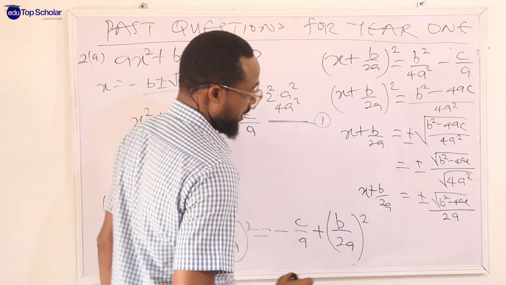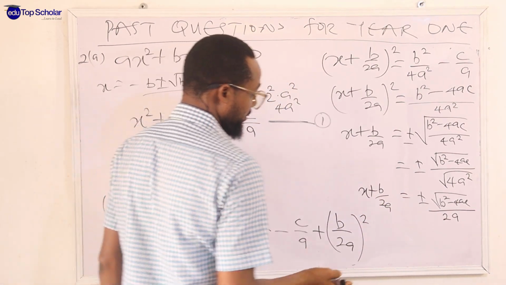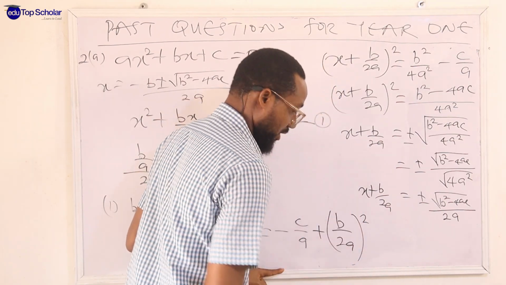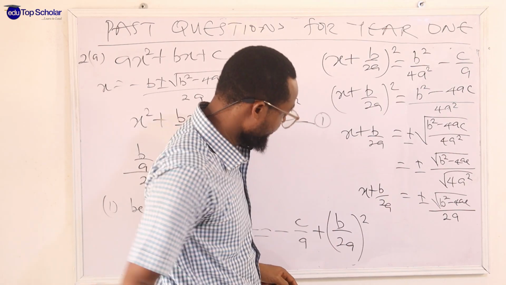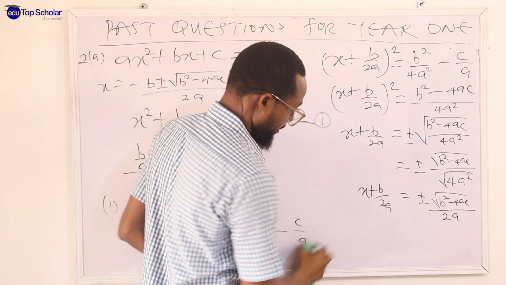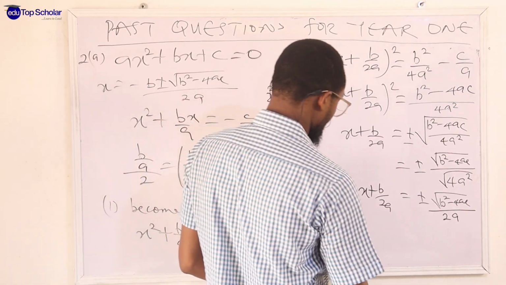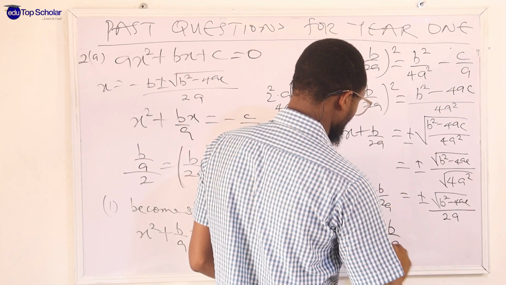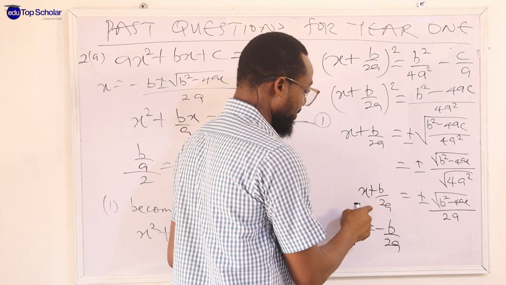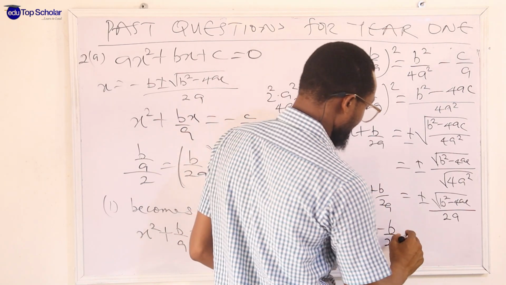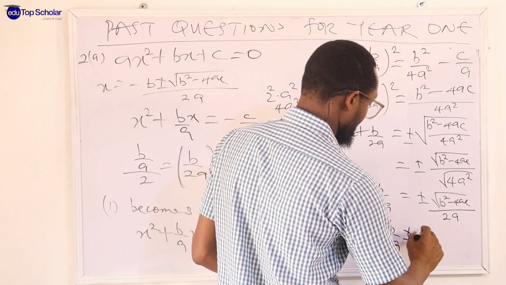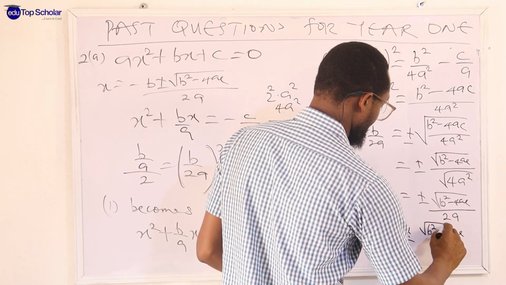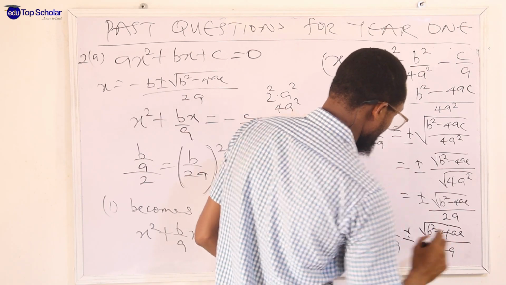So we have all of this equals to this. And now we are moving closer, because it is x that we want to get. We can go straight now. Now we have x equals to minus b over 2a. When that one crosses the equation sign, it changes sign. Plus or minus root b squared minus 4ac over 2a.